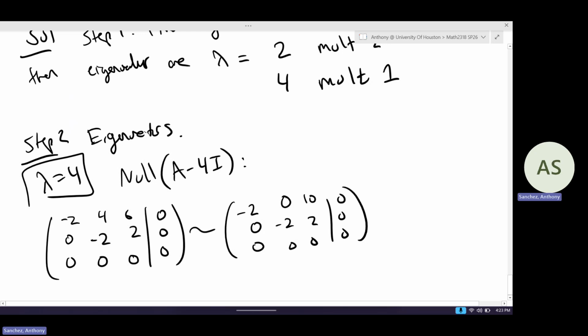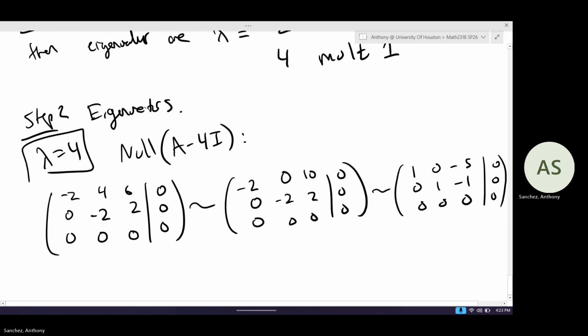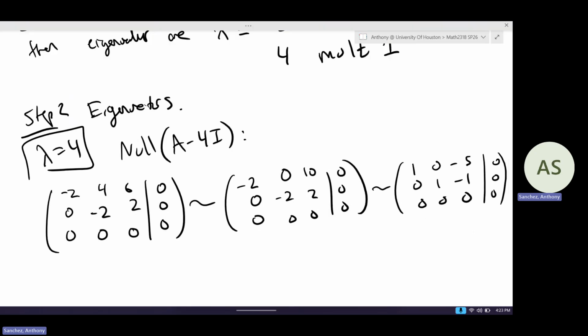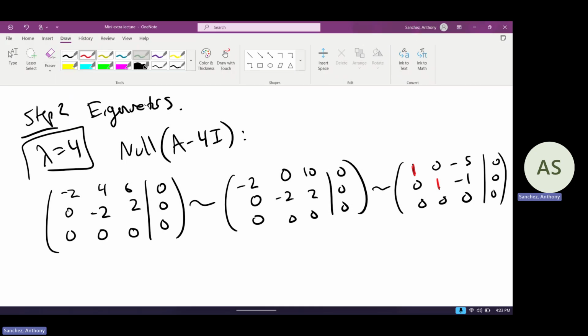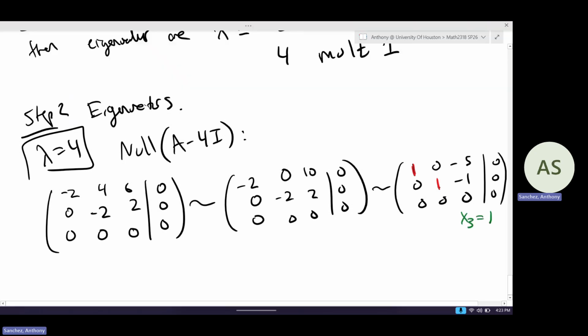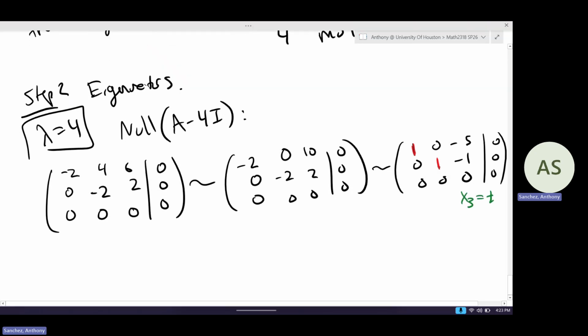Yeah, and now I can simplify this a little bit by dividing this row by negative 2. So I'll get a 1 here, 0 here, negative 5, 0, 0, 0, 0, 1, and negative 1, 0, 0, 0. Okay, and so now I'm kind of done, right? As before, I have my pivot here, I have my pivot here, which means everything that remains here is going to be my free variable. And now using this, I'm able to write down a general solution.